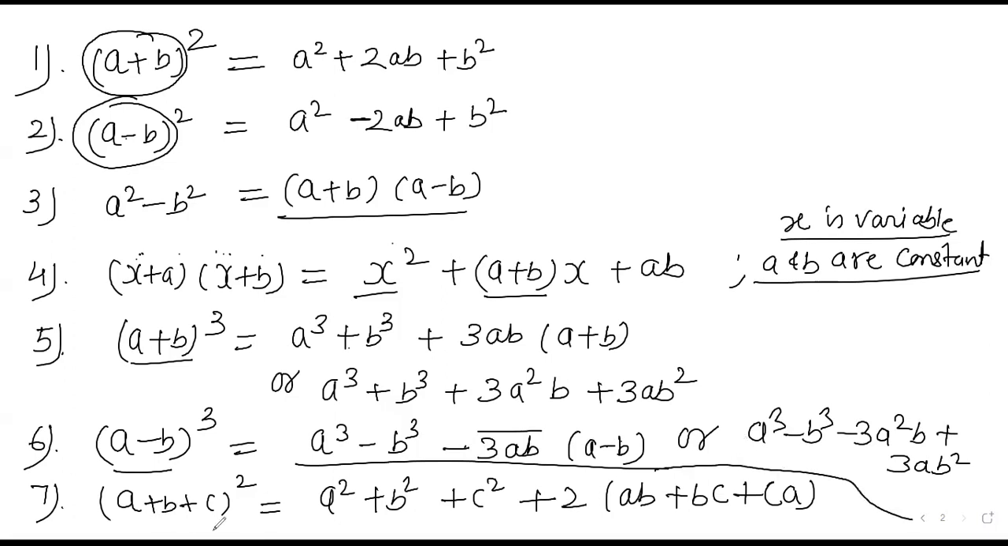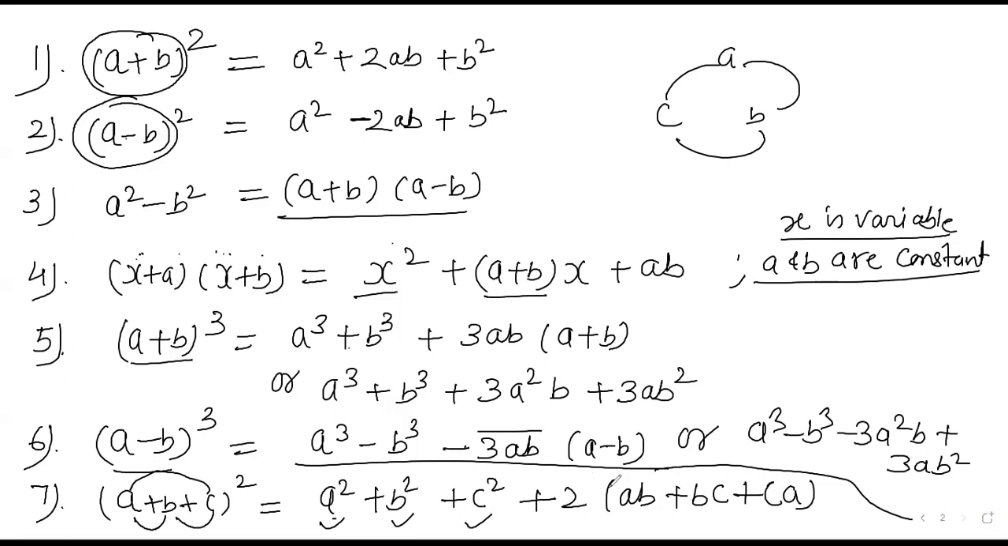Okay, so now (a plus b plus c): if three terms are there, then all three terms are squared: a square, b square, c square, and multiplication in pairs: ab, bc, ca. Multiplication in pairs. If you know the cycle rule, after a comes b, after b comes c, then after c comes a. Similarly, a square, after a comes b square, after b comes c square, then twice of ab, bc plus ca.